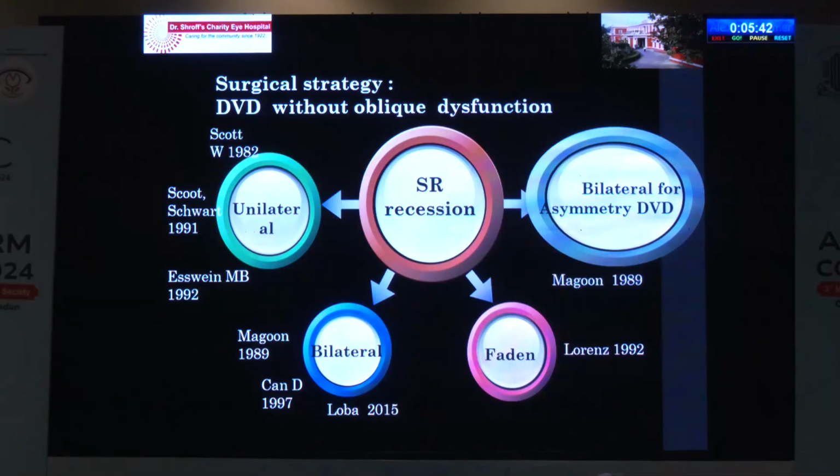For the management, the surgery for a simple DVD is a superior rectus recession, depending on whether it is unilateral or bilateral. So you will do superior rectus recession for a mild, moderate, or severe DVD. You can do up to 10 millimeters of recession of the superior rectus. And if it still doesn't work, you can still do a Faden.